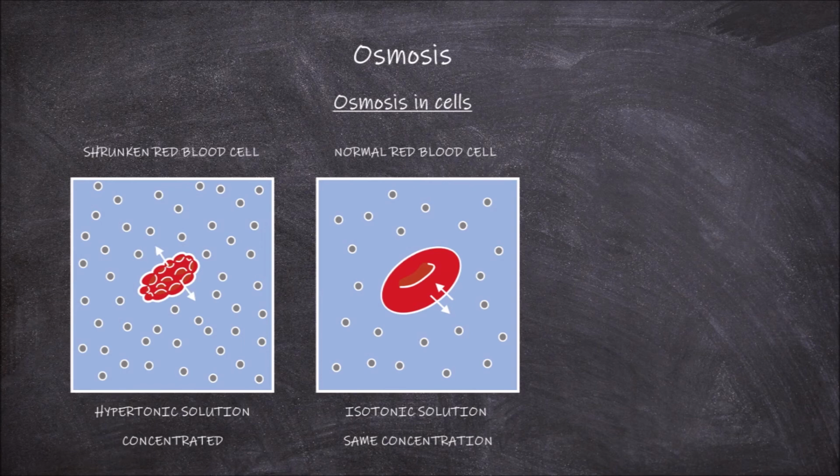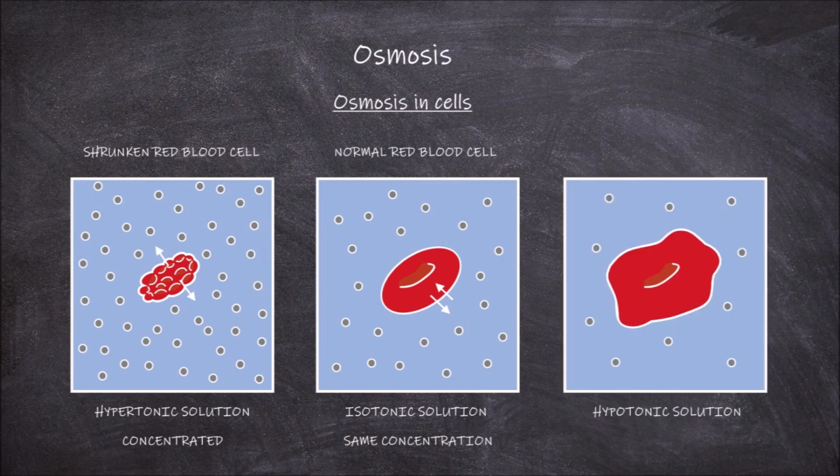But what would happen if instead the solution outside the cell was hypotonic, in other words, a more dilute solute concentration than inside the red blood cell? In this scenario, water would move into the cell, which would cause it to swell. If too much water moves into the cell, it can actually cause the cell to burst.